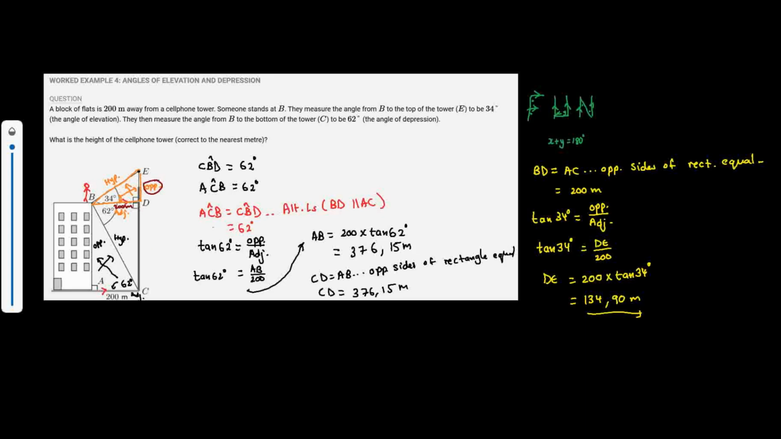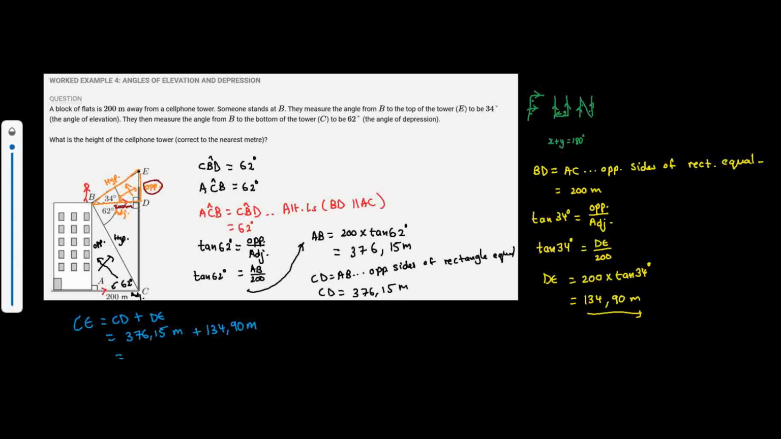So now let's get our final answers. What is the length of the cell phone tower, which is basically CE? CE is the length of CD plus the length of DE, which is, we just calculated CD, which is 376.15 meters, plus the length of DE, which we just calculated to be 134.90 meters.